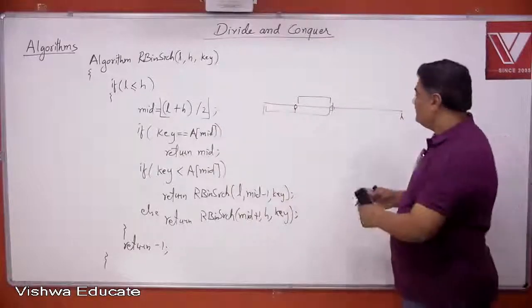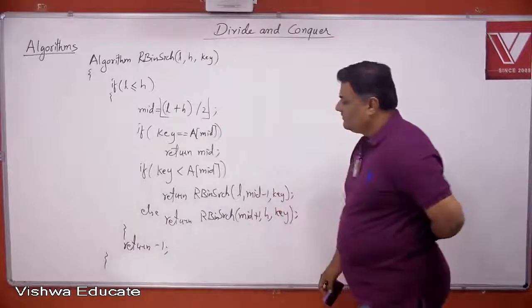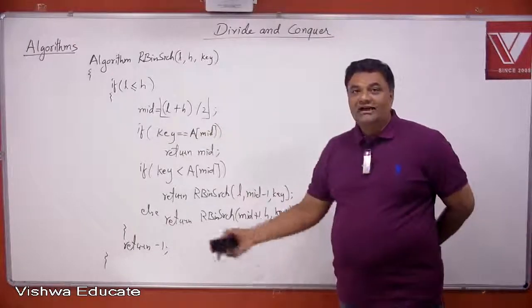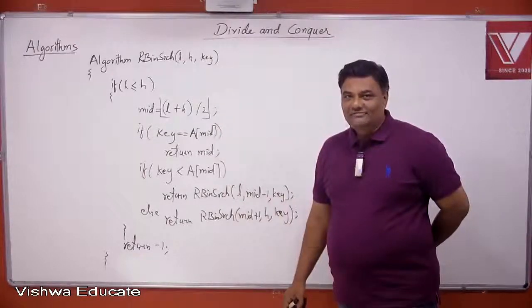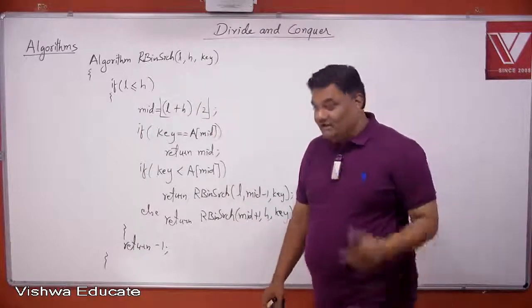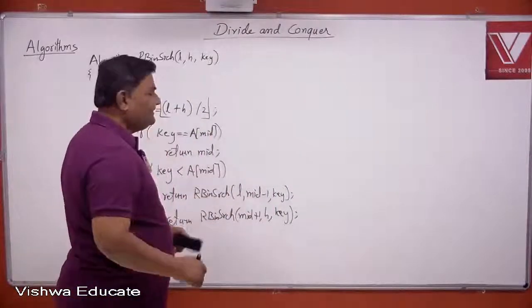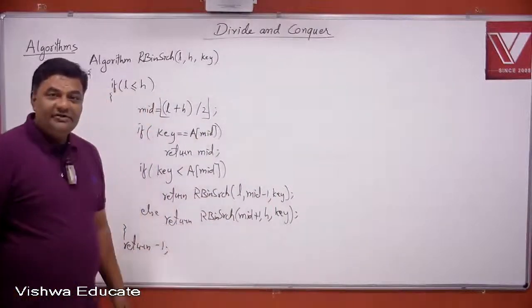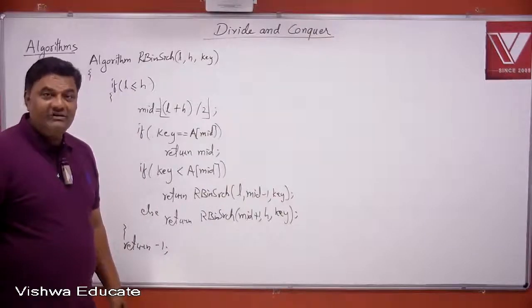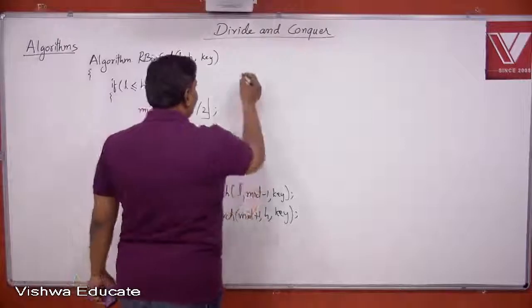Alright, now we want the time complexity of this algorithm. What is the time complexity? How do you specify the time complexity? The time complexity of a recursive algorithm is given in the form of a recurrence relation. Already I have explained that, how we write a recurrence relation.